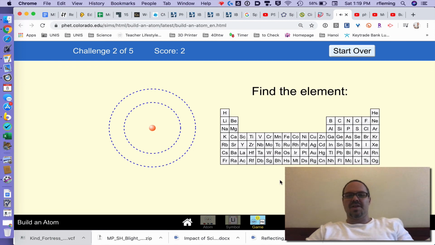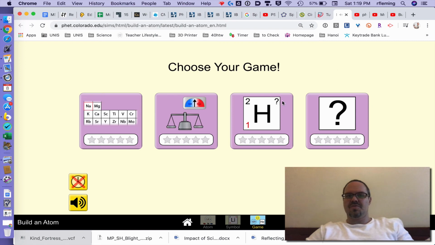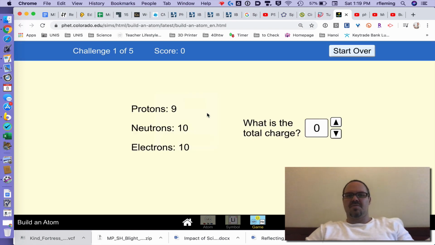Check. Nailed it. Find the element. Oh my goodness. One little proton, that's it. So I click here. Is it neutral? Well, there's 1 plus. There's no minuses, so it's definitely an ion. And check. I'm not going to do them all. Let's just go back here to start over and check this game. What's the charge? If you do the games from left to right, they're going to build up in complexity. 9 protons, 10 electrons. So instead of +1, it's going to have -1.